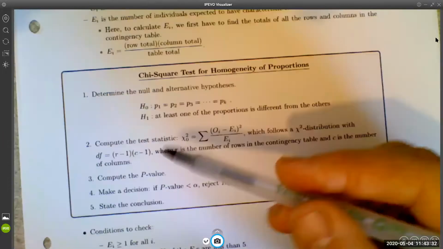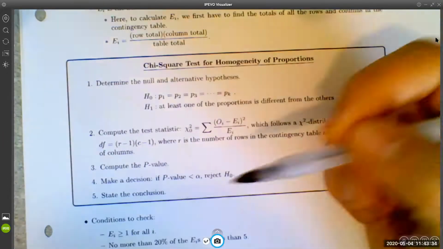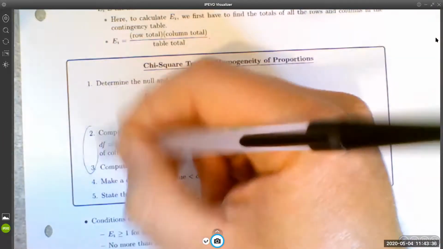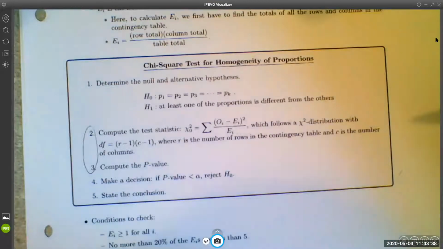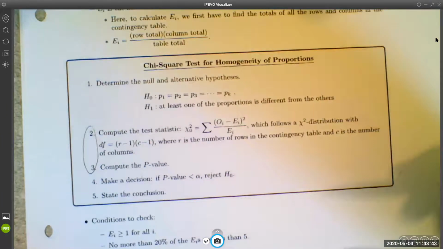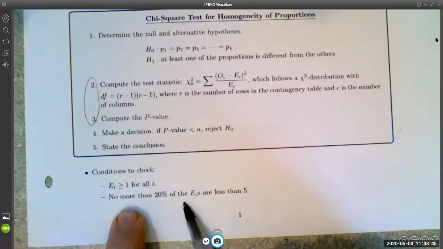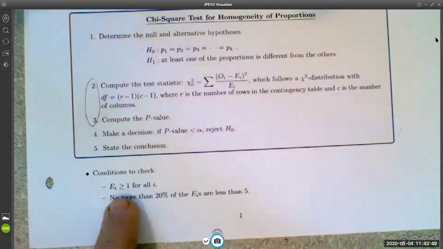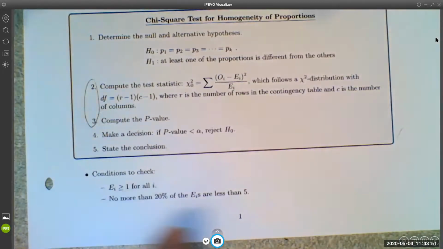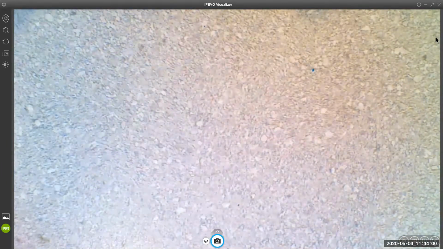Anyway, once you have the test statistic, then you can compute the p-value. Of course, StatCrunch is going to do these 2 steps for us. And as always, if your p-value is small, you reject the null hypothesis. Same conditions to check in order to run this test as in 12.1. So all the expected values need to be bigger than 1, and at least 80% of them need to be bigger than 5. Those conditions are pretty much always going to hold as long as the sample size is large enough.